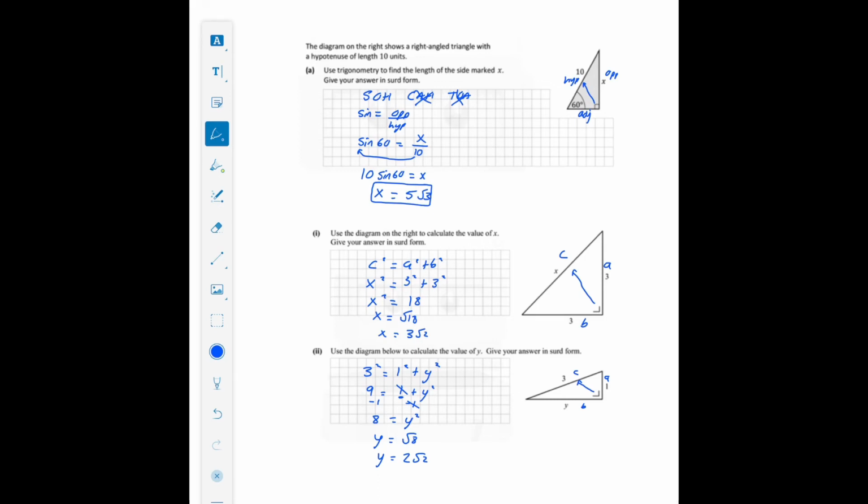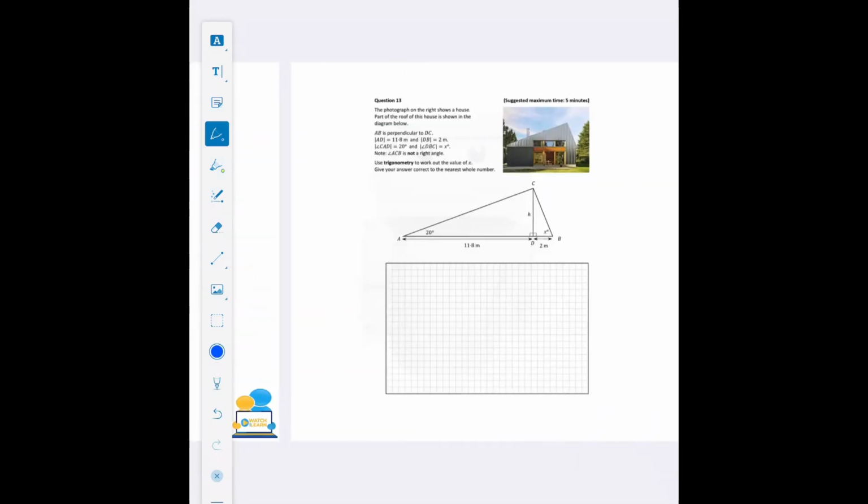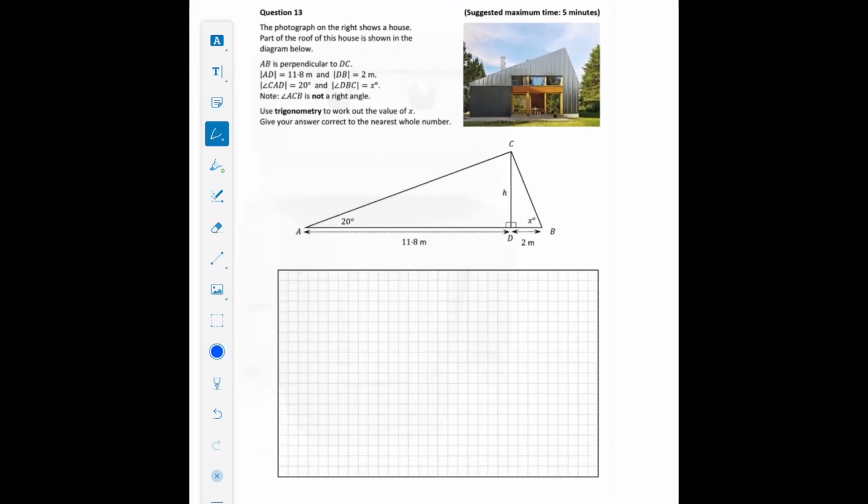So they're quite basic, they're just directly applying the knowledge. But part A of a question, even a difficult trigonometry question, will start off fairly straightforward like that. Okay, now we'll move on to the next one. So this is more of a real life problem. The photograph on the right shows a house.